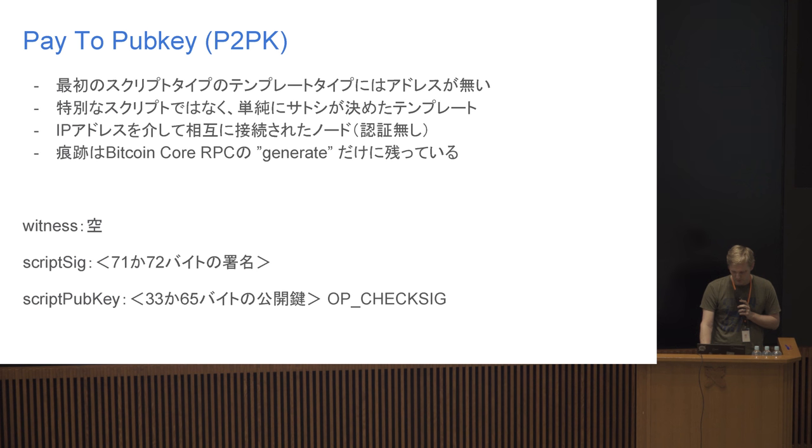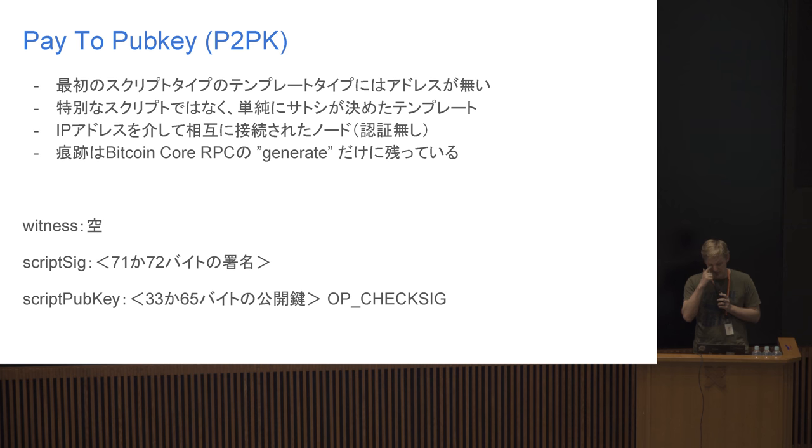Pay-to-pubkey. It was actually the first script template type. It had no address format at all. It's not a special script. It's not evaluated in a special way. It's just a template, the obvious template Satoshi picked. Nodes would connect to each other over IP address with no authentication, and you'd get this script directly from the payee, and then you'd pay to that person, obviously insecure.